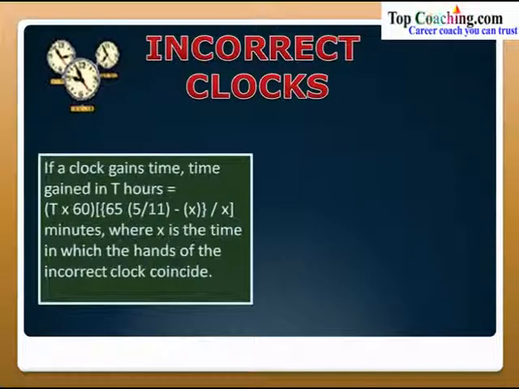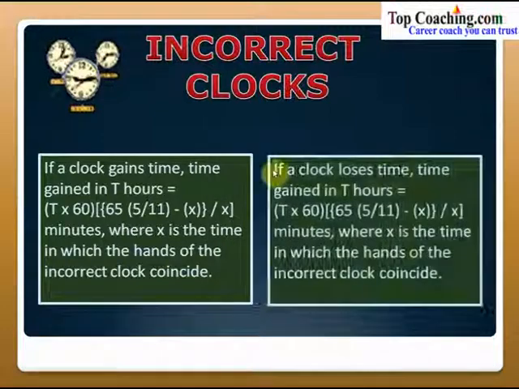If a clock gains time, then the time gained in t hours is equal to t into 60 into (65 5/11 minus x) whole divided by x, where x is the time in which the hands of the incorrect clock coincide. So whenever we have a clock that gains time, the time gained in t hours would be t into 60 into (65 5/11 minus x) whole divided by x, where x is the time in which the hands of the incorrect clock coincide.